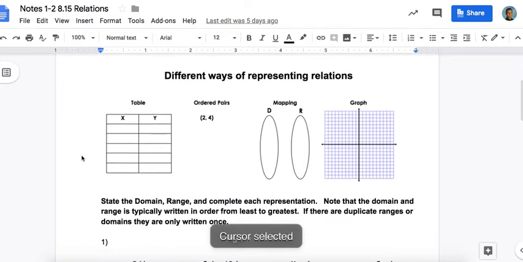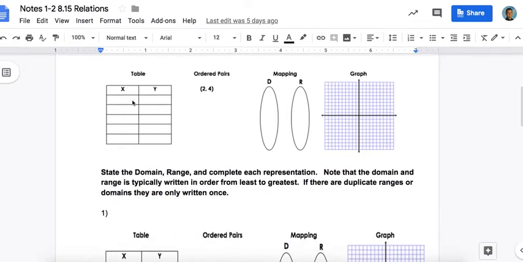So here are the different ways that we can represent the relations. We have a table, an XY table. We've seen this before. You may have known it as an input-output table. Then, of course, we can write them as ordered pairs. So remember, the first number is the x, the second number is the y, and then we put them in parentheses. And going back to our new words, the 2 would be the domain, and the 4 would be the range value. Okay, and then we have a newer one here that you probably haven't seen before, which is mapping, and I'll show you more in just a second down here. And then, of course, graph, which you're familiar with.